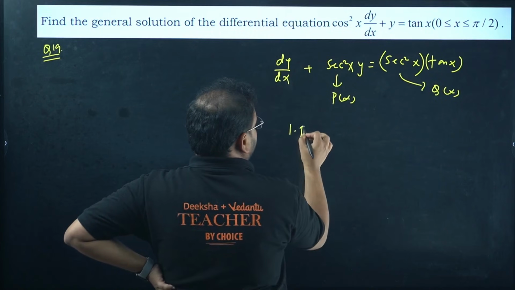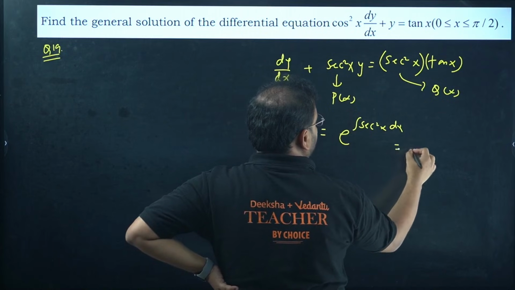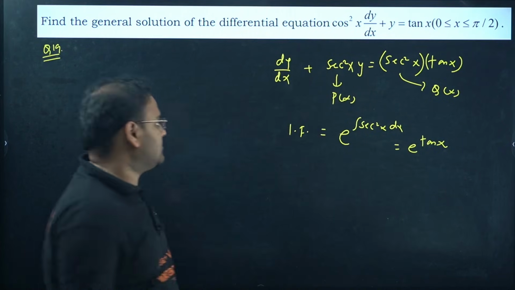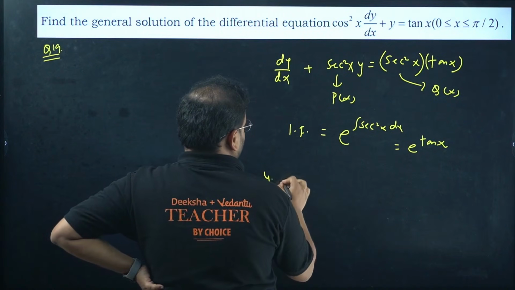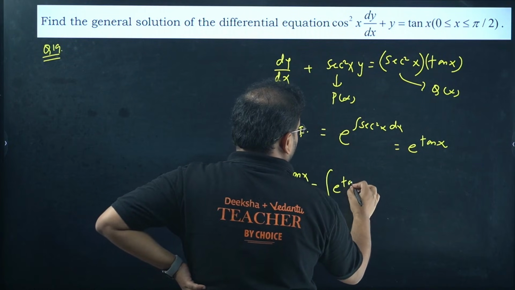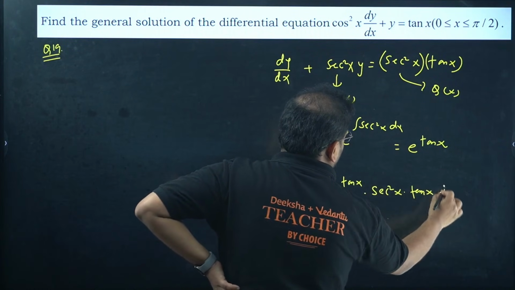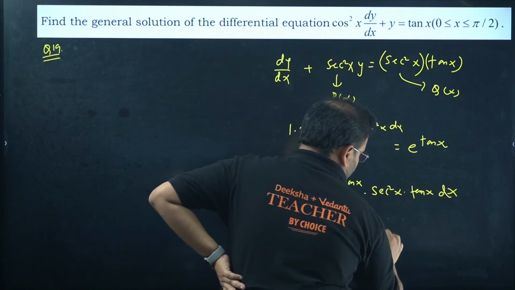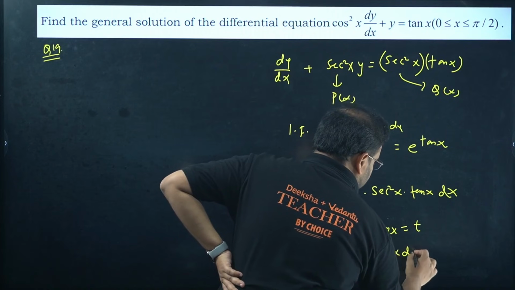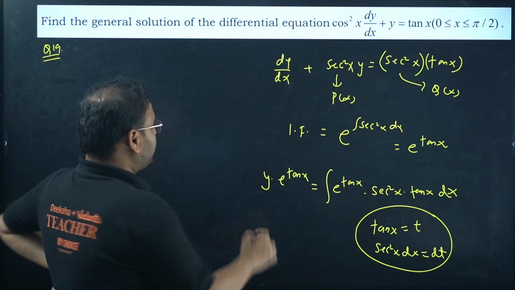Right, the integrating factor is e power integral of secant square x dx, so the answer becomes e power tan x. So write the answer: y times e power tan x equals the integration of e power tan x into secant square x and tan x. Now, in this case, take the substitution of tan x as t, so you get secant square x dx as dt. Substitution is used.